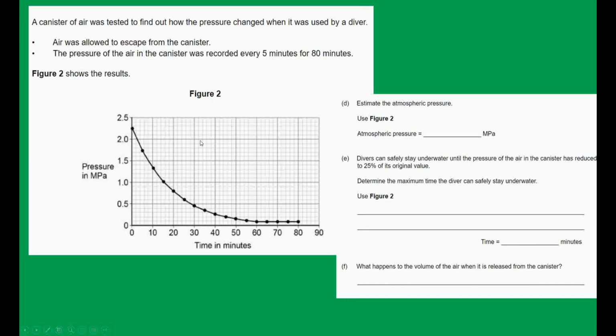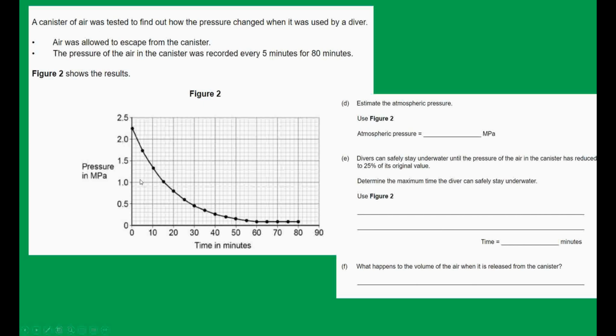Okay, next we've got a canister of air that was tested to find out how pressure changed when it was used by a diver. The air was allowed to escape from the canister. The pressure of the air in the canister was recorded every 5 minutes for 80 minutes. Okay, we've got a graph. Okay, and one of the most important skills that we've got is using our graphs, which are generally not answered well.